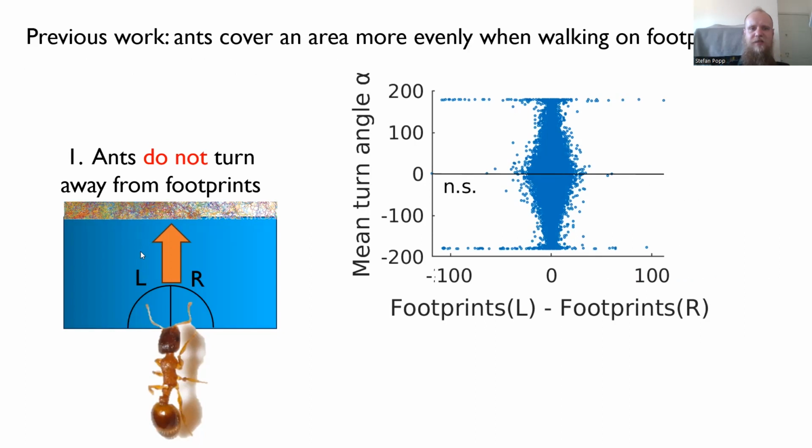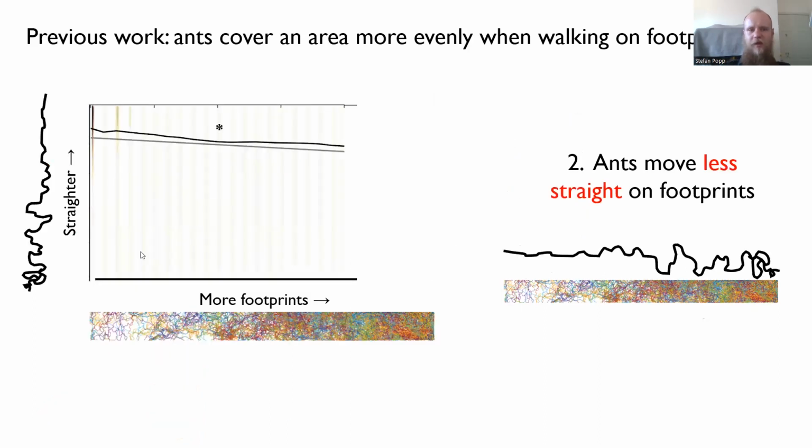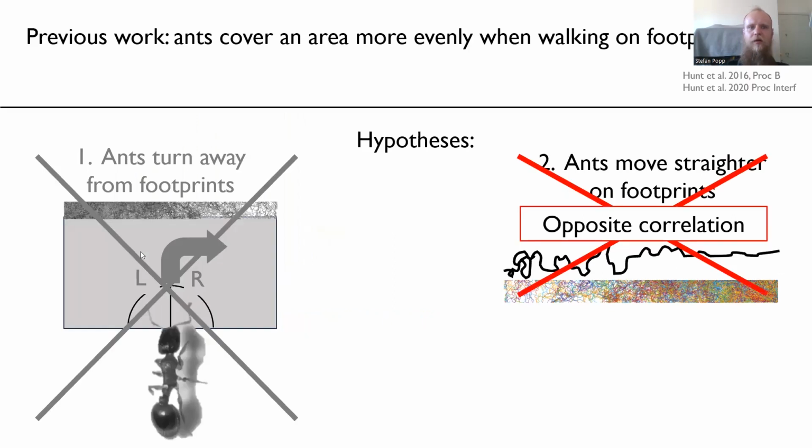So on the x-axis is the difference of footprint concentration between what the ant senses with her left versus right antenna, and on the y-axis is the turn angle. So if there was some correlation that the ants were turning away or towards higher footprint concentrations, we would have to see some slope. Okay, what about the second hypothesis, that ants move straighter when they are on footprints? This is also not the case, and in fact, ants move less straight when they are on footprints, as you can see from the negative slope in this plot of straightness over footprint concentration. So that is opposite of the hypothesis that we had.